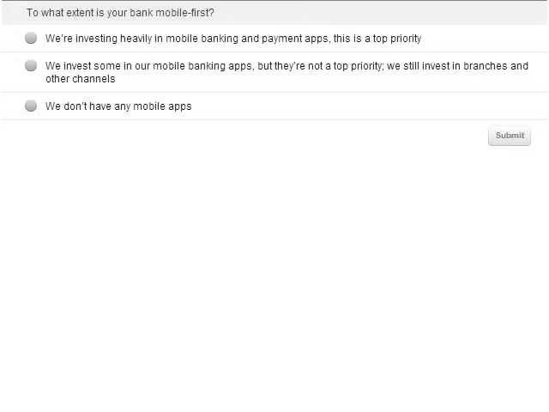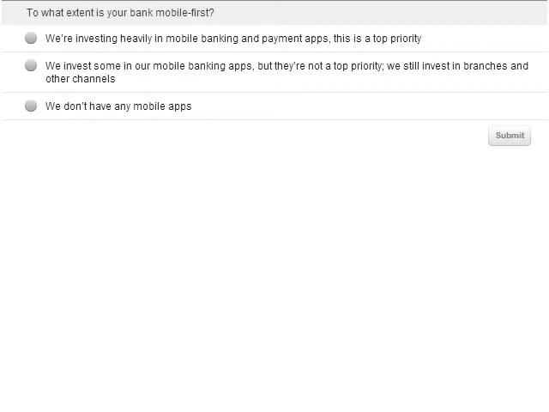Our next poll is, to what extent is your bank mobile first? Are you investing heavily in mobile banking payment apps, making it a top priority? Do you invest some in your mobile banking apps but don't make it a top priority, still have branches and other channels to worry about? Or are you still thinking about or developing your first mobile app? We give people a second to vote there.